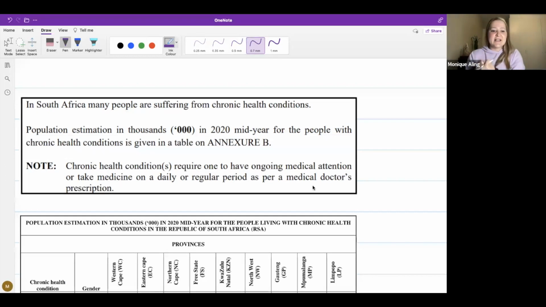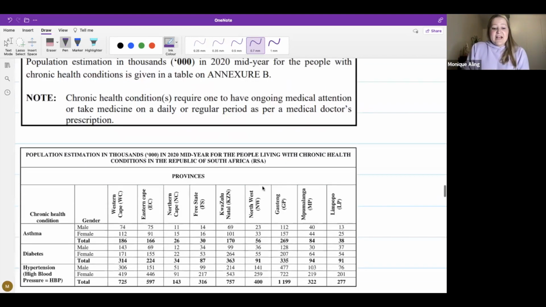So the first thing it says, in South Africa, many people are suffering from chronic health conditions. Population estimation in thousands in 2020 mid-year for the people with chronic health conditions is given in a table on Annexure B. So the table below is going to show us how many people have different types of chronic conditions. They also tell you what a chronic health condition is: one requiring ongoing medical attention or taking medicine on a daily or regular period as per a medical doctor's prescription.